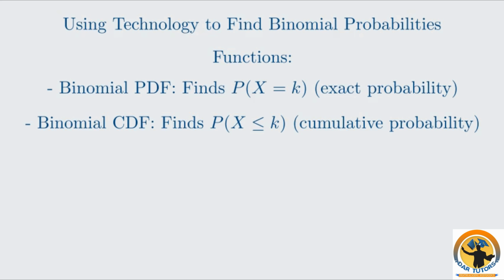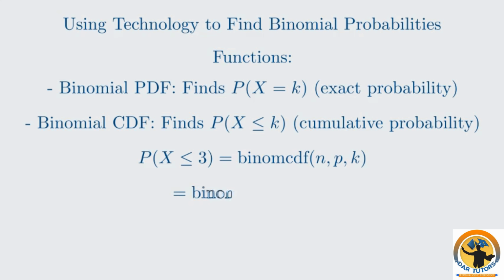For our archer problem, P(X ≤ 3) is a job for the binomial CDF. On a TI calculator, you would typically use the command binomcdf. It usually takes 3 arguments: the total number of trials n, the probability of success p, and the upper limit k. So we would enter binomcdf(5, 0.9, 3), which gives approximately 0.0815. This is the probability that the archer hits the target 3 times or less.